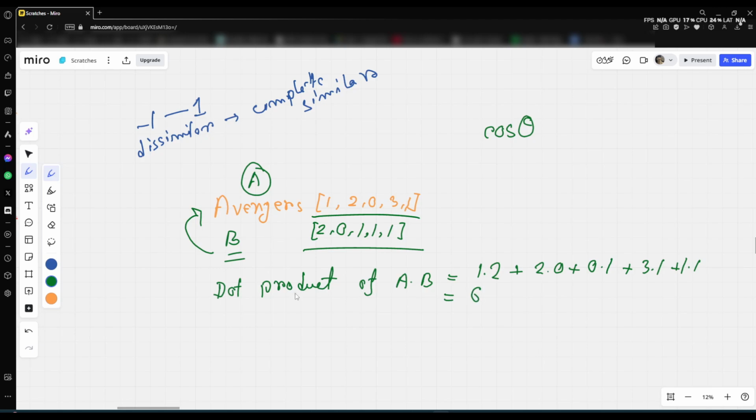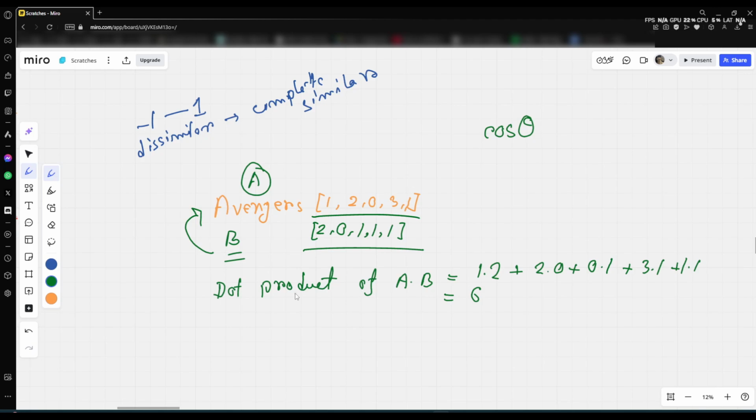2, 0, 0, 3. Oh yeah, sorry. So this is 6, not 4. I don't know why I was thinking 4.